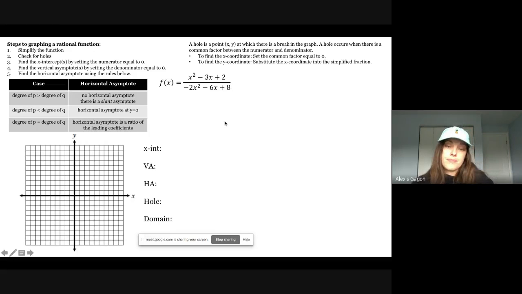Okay, so now we know everything we need to know to graph this. You need to know holes, and you need to be able to find asymptotes. And the x-intercept is the one thing that is kind of new. The x-intercept, you just set the numerator equal to 0, and you'll find the x-intercept. So let's look at this one right here.